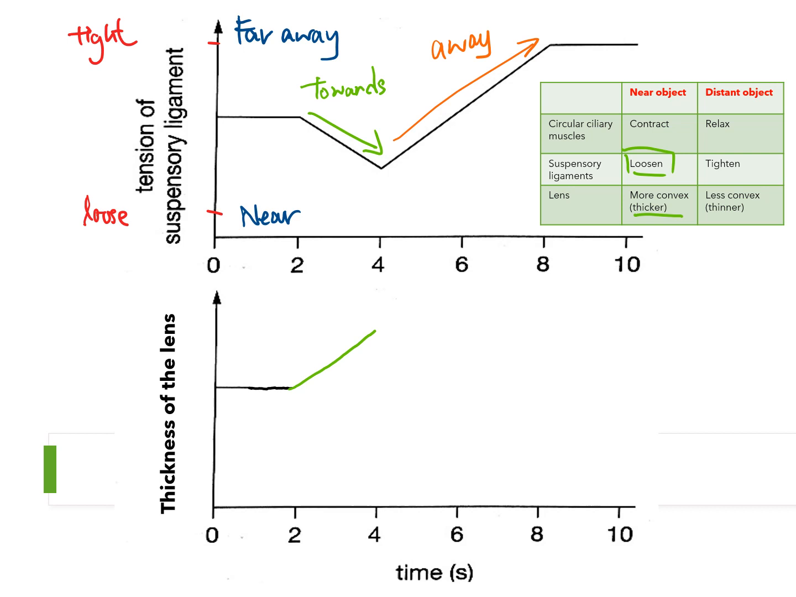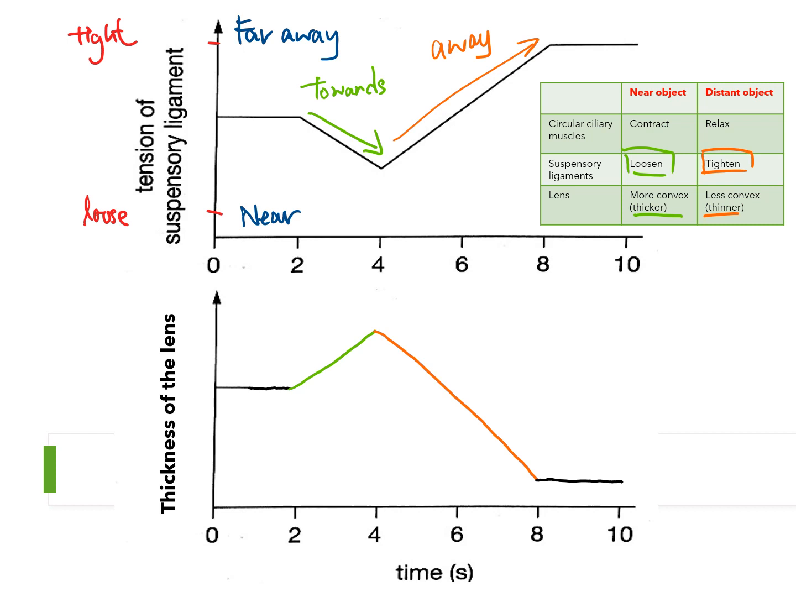From 4 seconds to 8 seconds, the tension of the suspensory ligaments increases. That means it is being tightened. The lens should become thinner. So that means the thickness of the lens should decrease. And then afterwards, from 8 seconds to 10 seconds, the tension of the suspensory ligaments remains unchanged. So the thickness of the lens also remains unchanged.